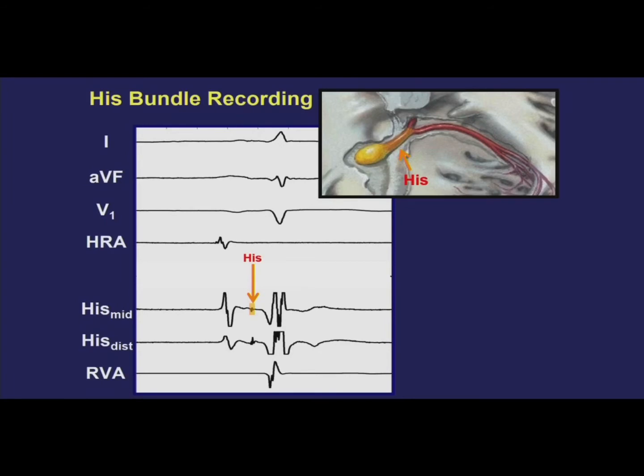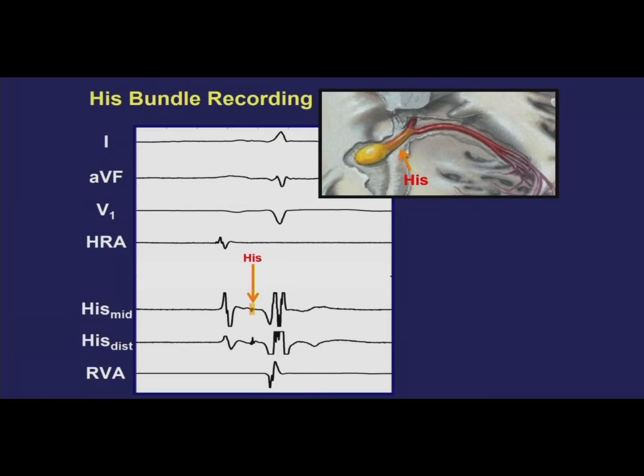And the answer is, looking at the picture up here, we can record the atrial tissue signal from right near the AV node, and we can record the signal in the His just below the AV node, and measure the timing between them. That's how long it took, by inference, to get through the AV node. Notice I didn't say that we use the HRA signal.